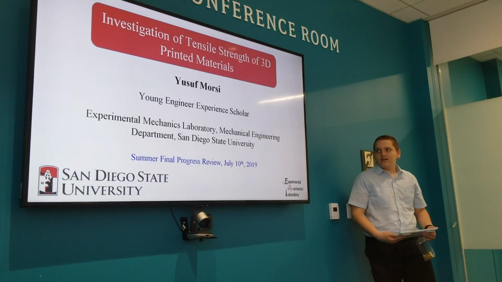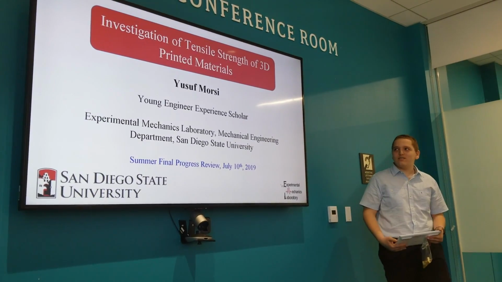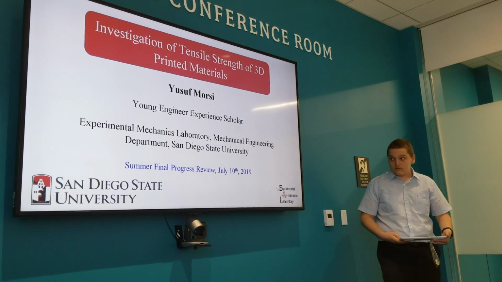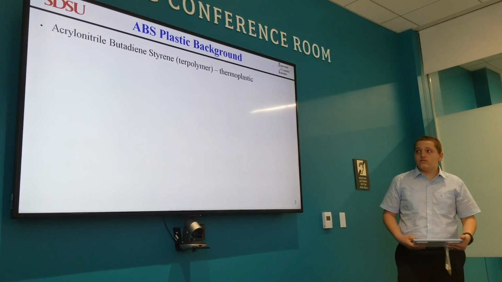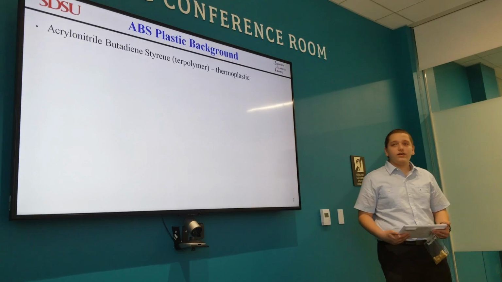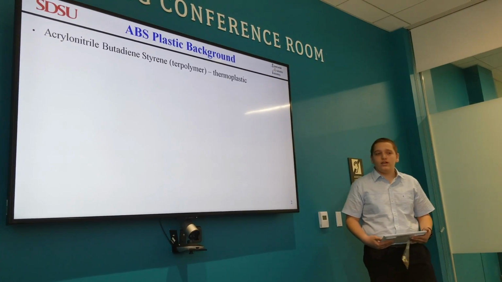Coming here today. My name is Yusuf Morsi, and this is my presentation about the investigation of the tensile strength of 3D printed materials. So first, a little background about ABS plastic. Its full name is acrylonitrile butadiene styrene, and it's a thermoplastic.